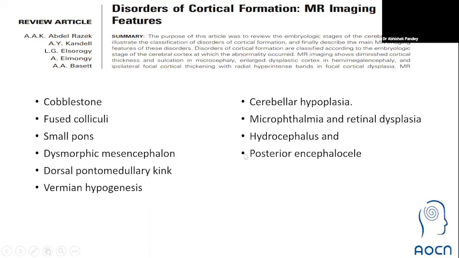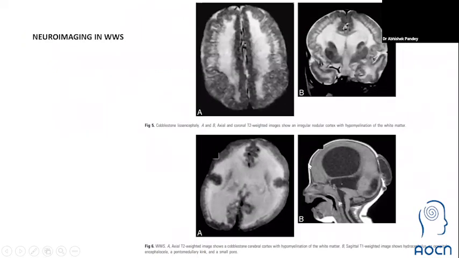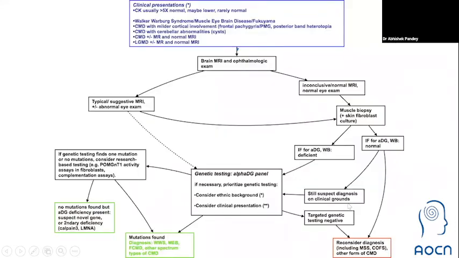So we reviewed a few articles in which we found that there are characteristic findings of Walker-Warburg syndrome on MRI, and almost all of them are present in our index case: cobblestoning, fused colliculi, small pons, dysmorphic mesencephalus, dorsal pontomedullary kink, vermian hypogenesis, cerebellar hypoplasia, microphthalmia was not there, hydrocephalus, and posterior encephalocele. So these are representative images. We can see cobblestoning, hydrocephalus, posterior encephalocele, and this dorsal kink present in the pontomedullary brainstem.